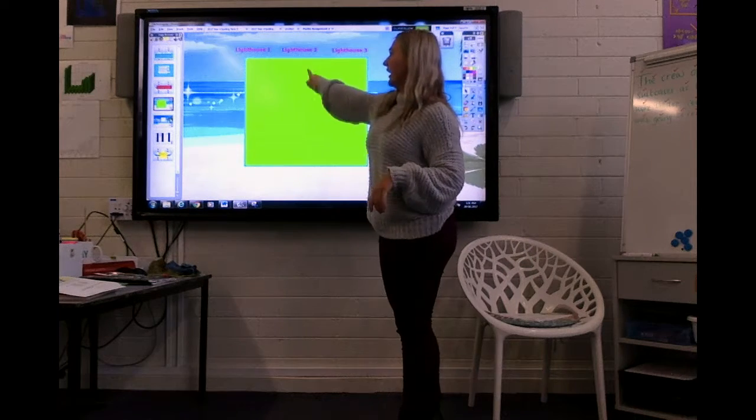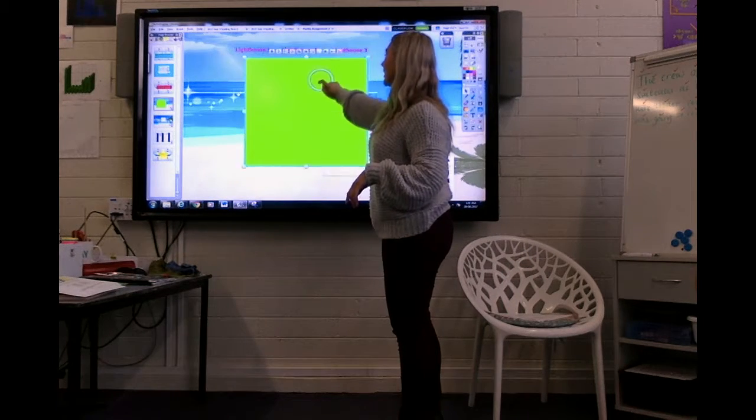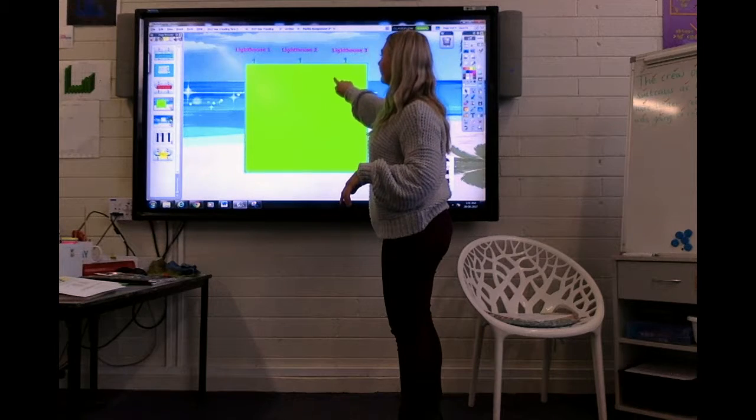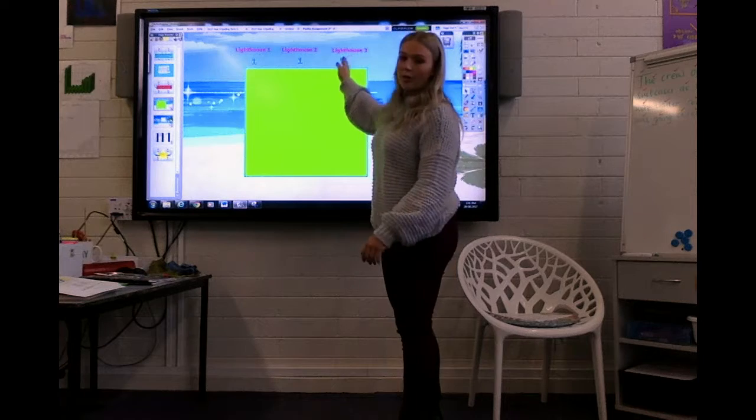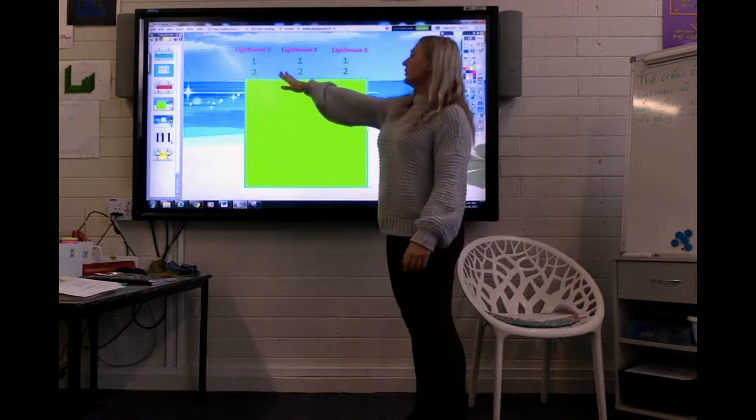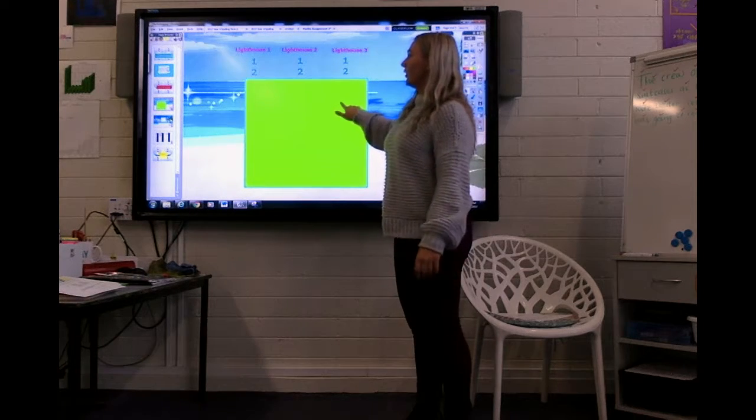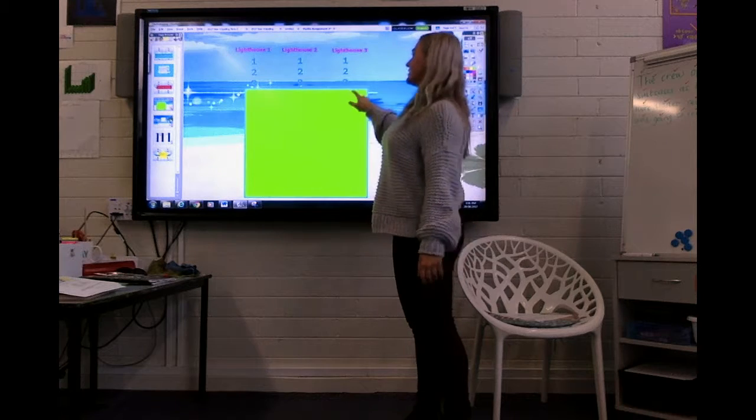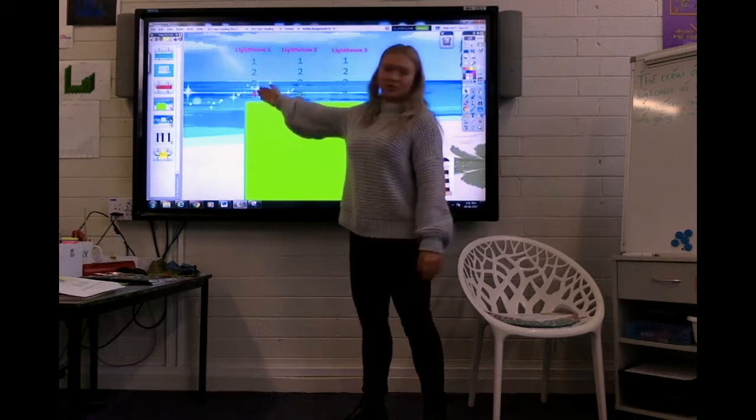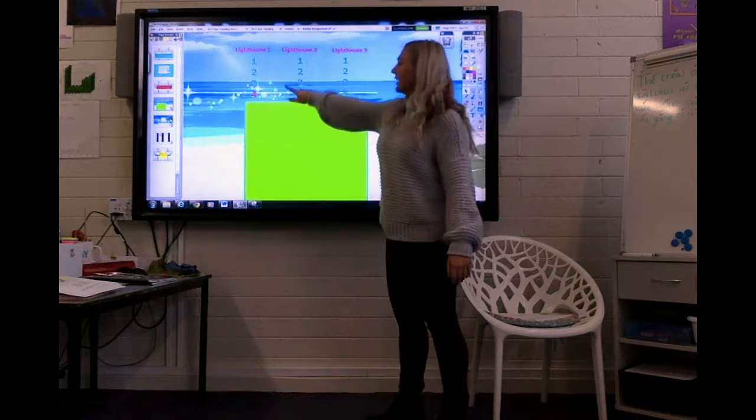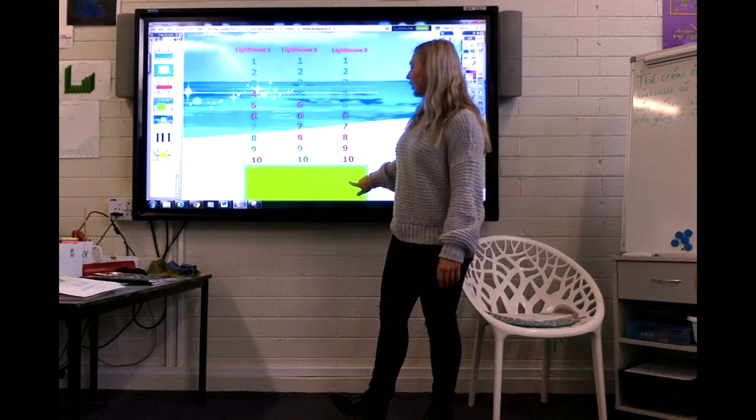So I've written out columns for Lighthouse 1, Lighthouse 2 and Lighthouse 3. As you can see, all of them are on at the same time, so they've all got 1 second in green. 2 seconds in green because they're all on at this point. 3 seconds in green as well. Then we get to the first lighthouse, which is off for 3 seconds, so that is written in red. We continue to go down.